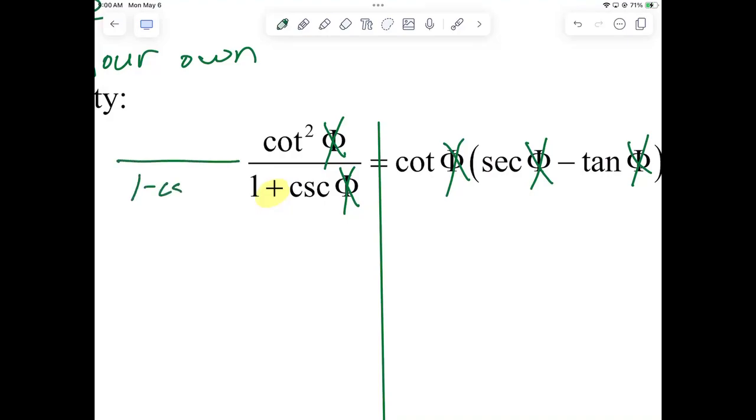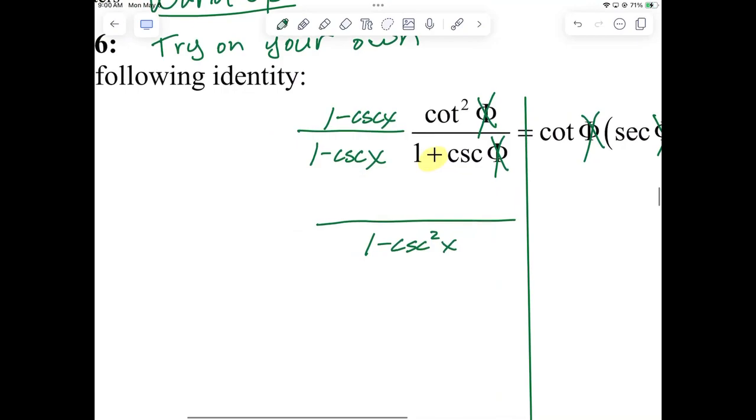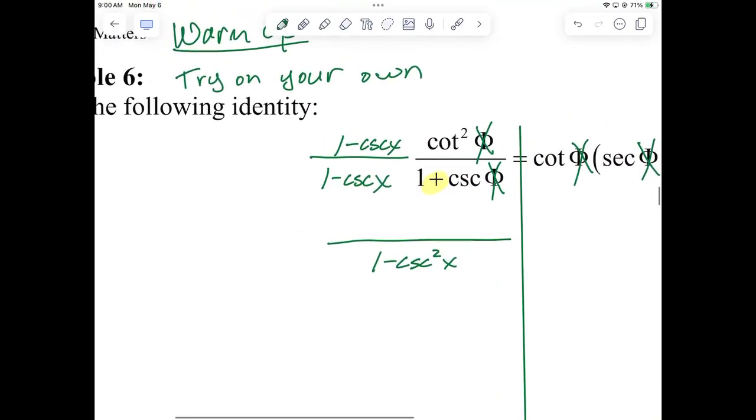That'd be 1 minus something. Is this the right way to go? I don't know. Let's play out the denominator and see what happens. If I multiply through in the denominator, I get 1 minus cosecant squared of x. Okay, and then off to the side, if you're not sure what that's equal to, write the identity. We know 1 plus cotangent squared of x is cosecant squared of x. So what would 1 minus cosecant squared be equal to?